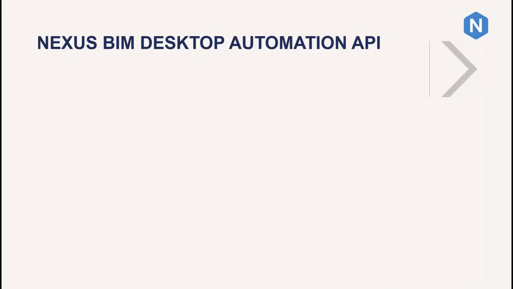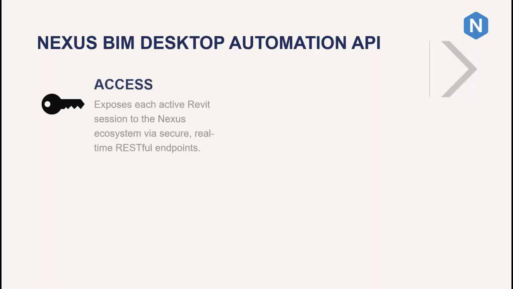Now, first up, when you install Nexus, you have access to what we call the BIM Desktop Automation API. This is your local desktop space. This is within your Revit environment in the actual modeling space. The automation API, the desktop automation API, gives you access to all of the Revit sessions. And when the Nexus ecosystem is installed, it gives you a really secure, real-time RESTful endpoint.